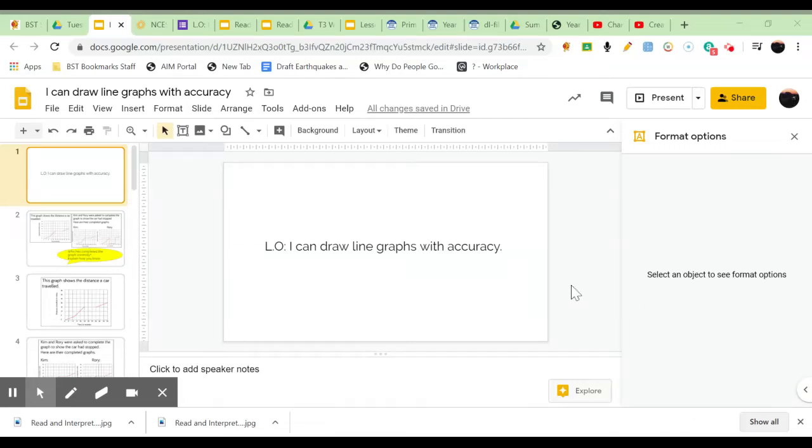Hello everybody, just Mr. Willis here again for a second day of maths with line graphs. Yesterday we were reading and interpreting graphs, but today, as you can see, we are drawing line graphs with accuracy, okay? And accuracy means we are going to try and be as accurate as possible when we draw them.